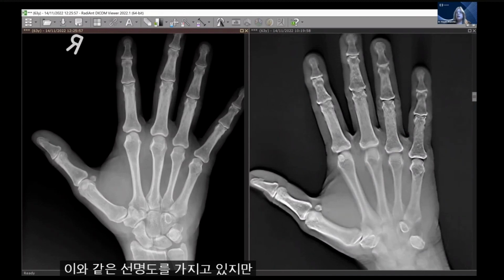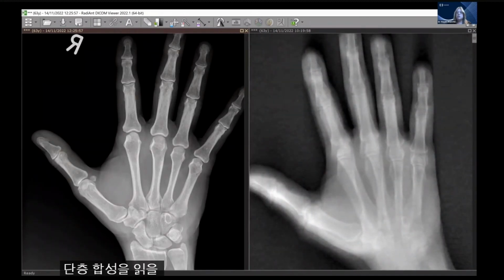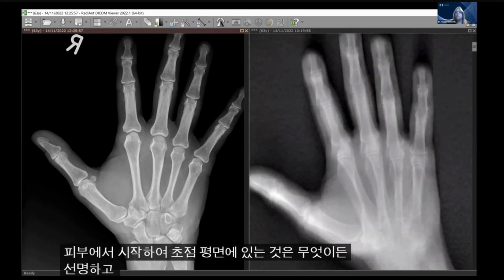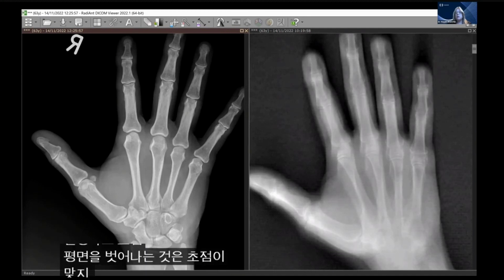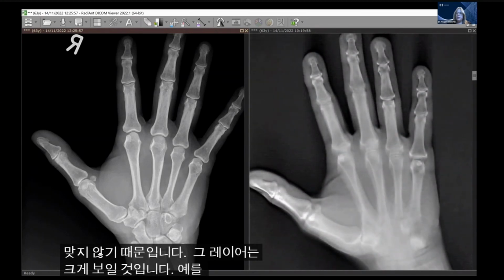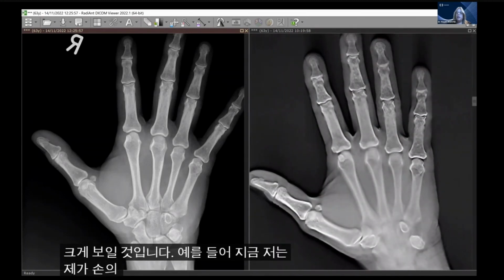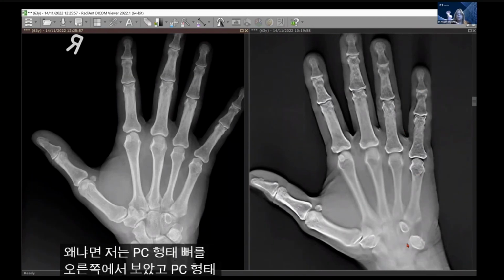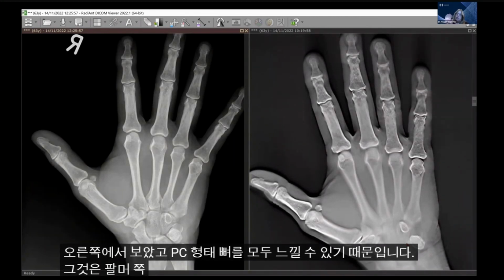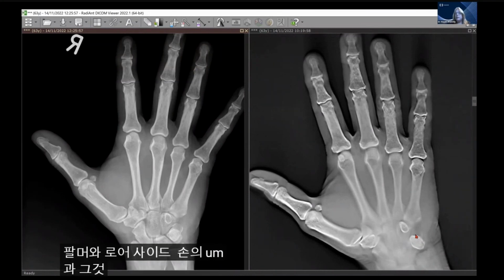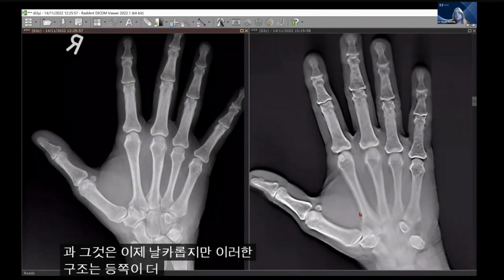However, that's because when you read the tomosynthesis, you see we start from the skin, and whatever's in the plane of focus will be sharp, and whatever is out of the plane of focus, because it's not in that layer, is going to look blurred. So, for example, now I know that I'm in the volar aspect of the hand. Why? Because I look at the pisiform bone, right? And we can all feel the pisiform bone. It's in the palmar or volar side of the hand, and it is now sharp. But these structures are more dorsal, and that's why they are blurred.